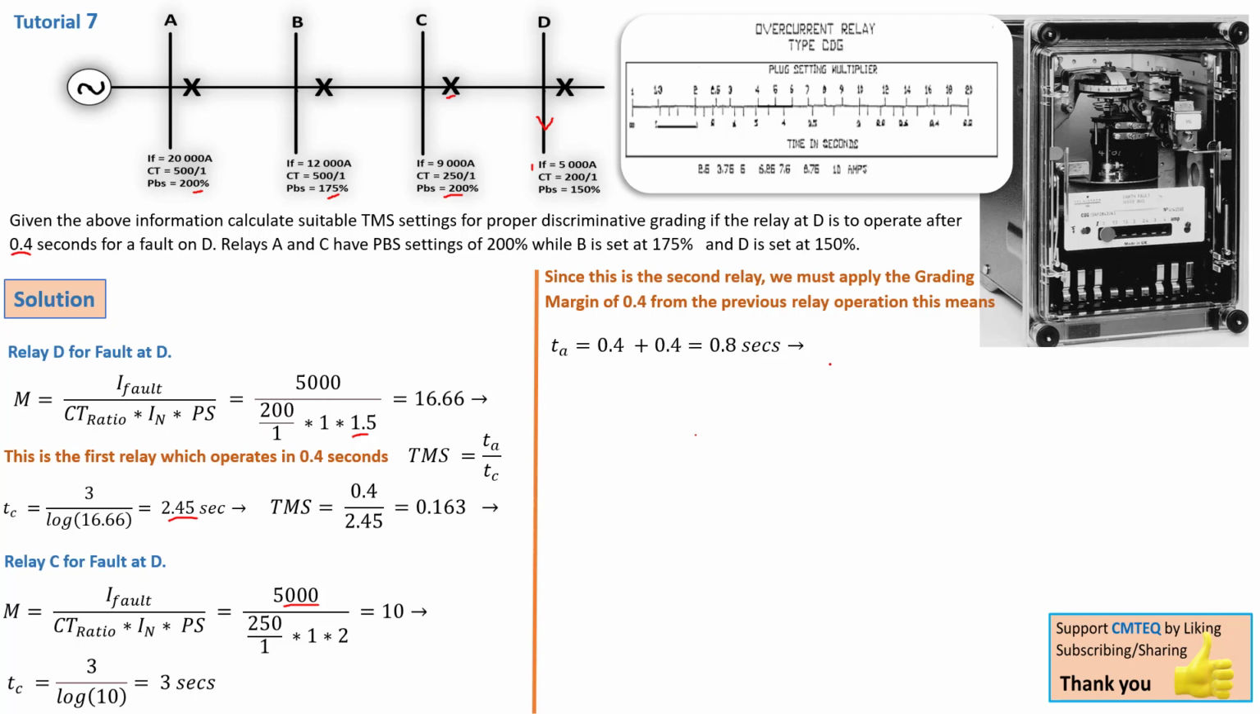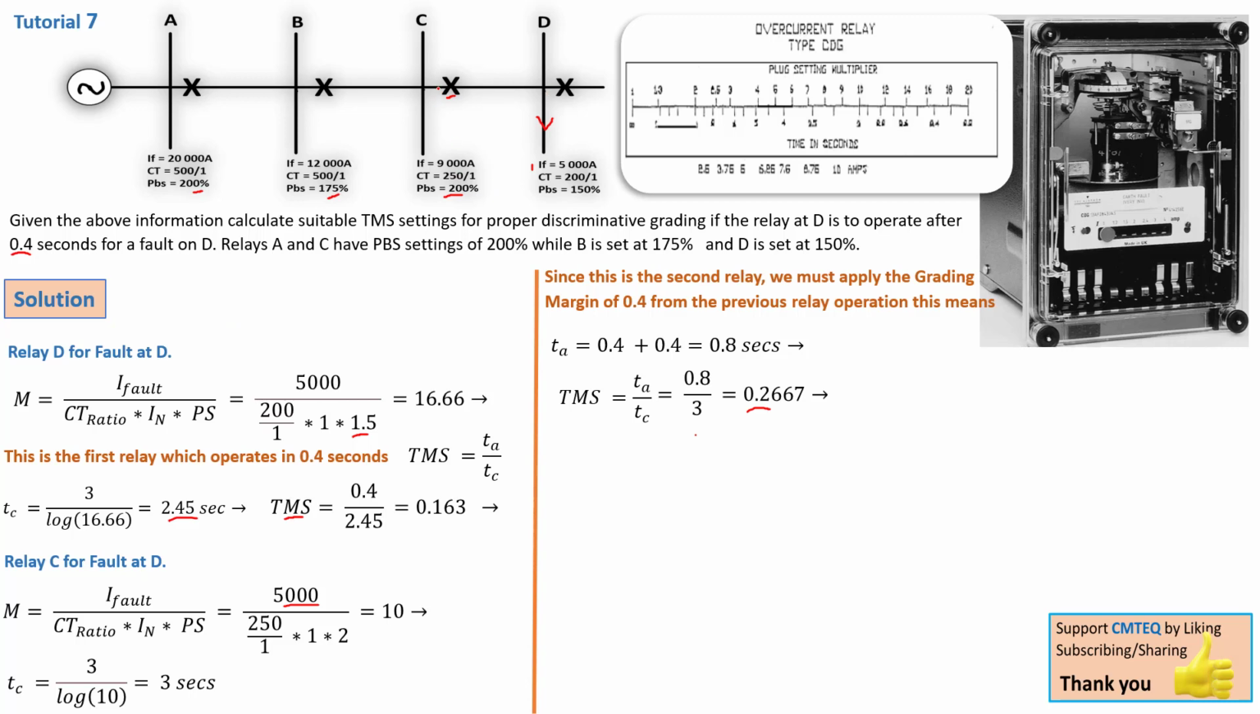Now from here, we can go ahead and calculate the TMS, the time multiplier setting, the same way we did for relay D. That is very simple to calculate, since we know TA is 0.8 and TC is 3 seconds, which we just calculated. We get a TMS of 0.2667. Now we have all the parameters for this relay for a fault on D.